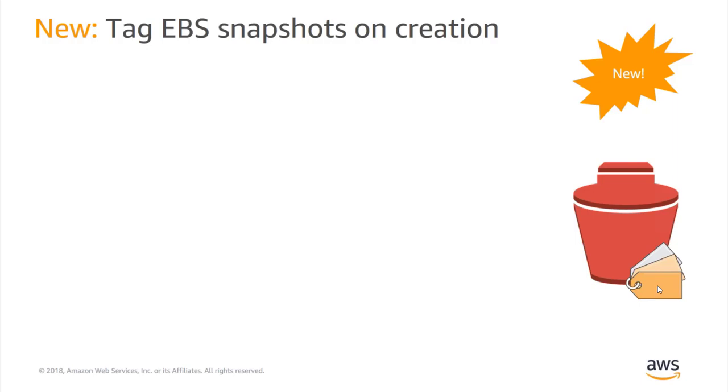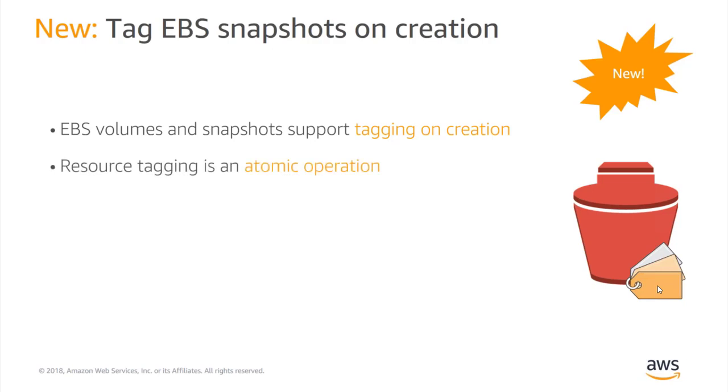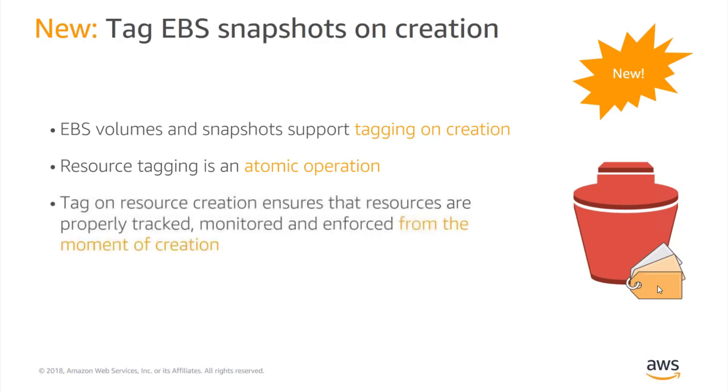Now, we've already talked about tags quite a bit and how useful they can be in managing your snapshots. For a while now, we've supported tagging EBS volumes during creation, and recently we also added the ability to tag snapshots on creation as well. Tagging snapshots during creation is an atomic operation. The snapshot must be created and the tags must be applied for the create operation to be successful. If either one of these operations fails, then the snapshot creation fails. This helps ensure that snapshots are properly tracked from the moment that they are created.